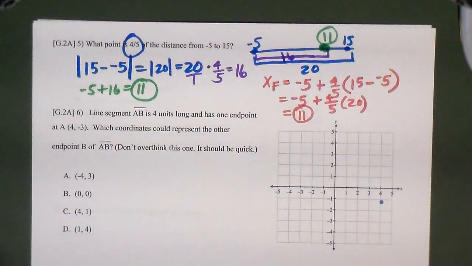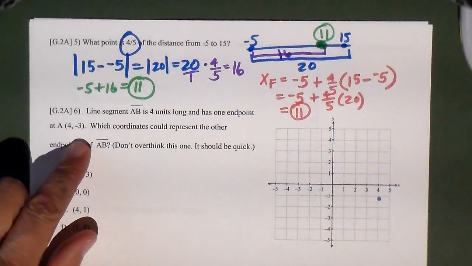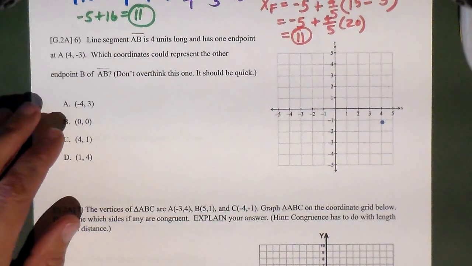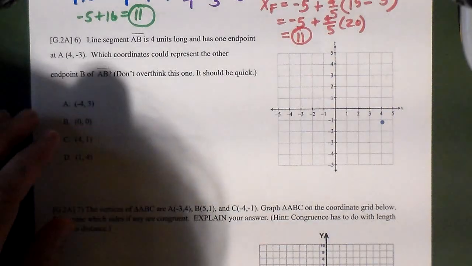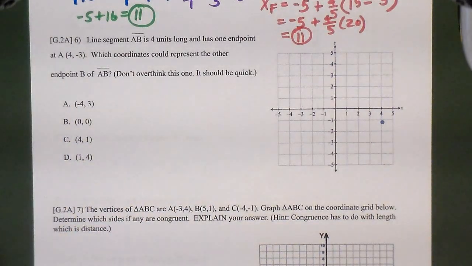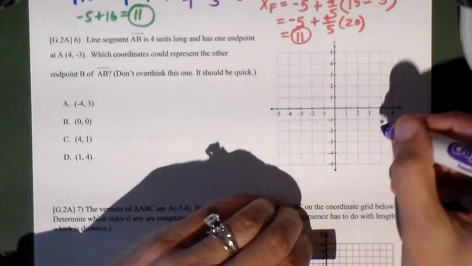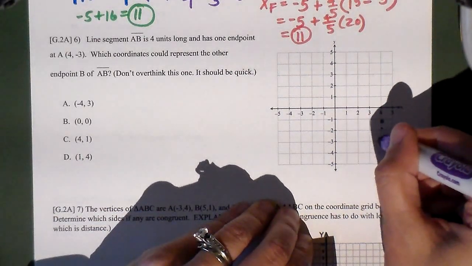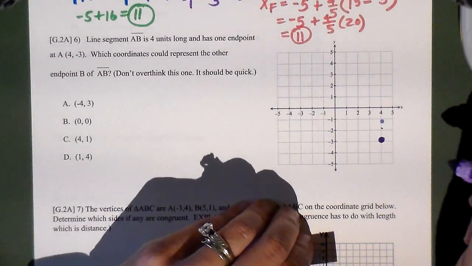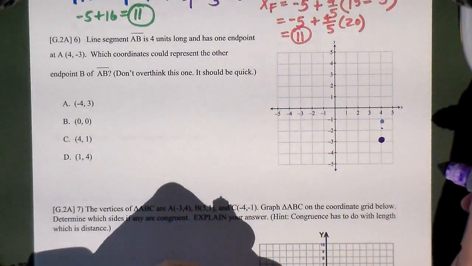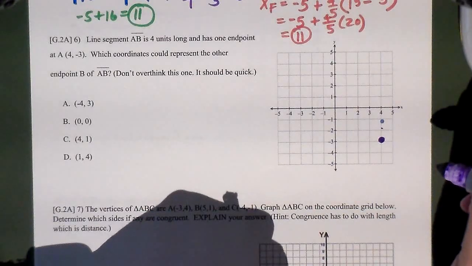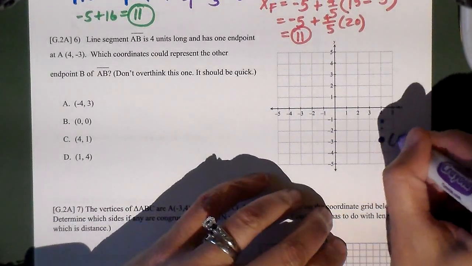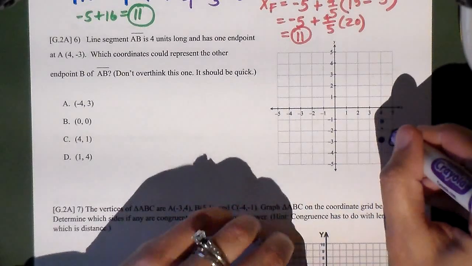Okay, so let's look at number 6. Number 6 said a line segment AB is 4 units long and has 1 endpoint at A (4, -3). And remember, I told you on the test there was a misprint, and to correct that to be at (4, -3), okay? So you should have moved your point down here. Which coordinates could represent the other endpoint B of AB? Okay, well, A is at (4, -3).